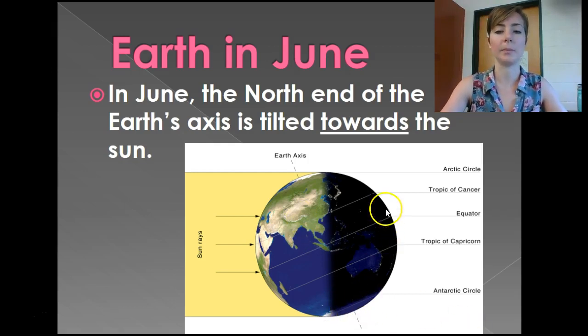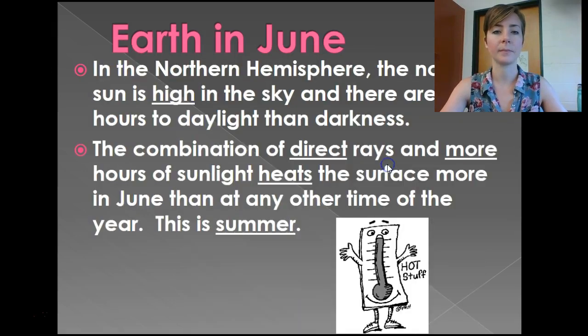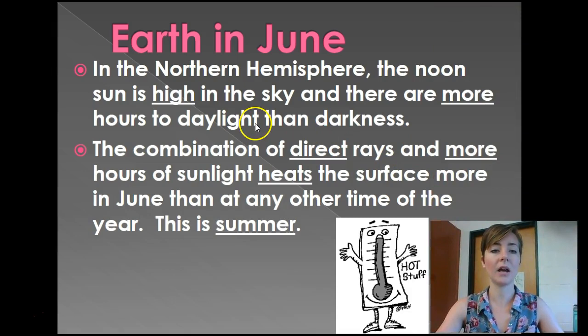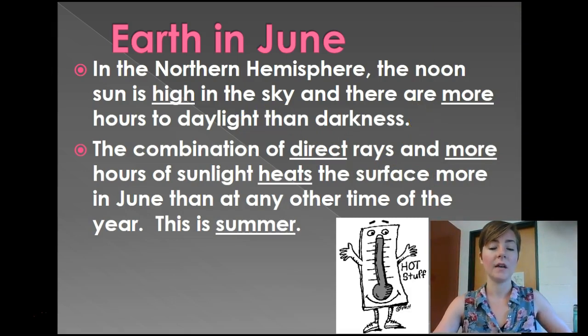Gonna make it super hard to get up in the morning and go to work or school. So in June, the northern hemisphere, the noon sun is high in the sky and there are more hours of daylight than darkness. The combination of direct rays and more hours of sunlight heats the surface more in June than at any other time of the year, so this is summer.